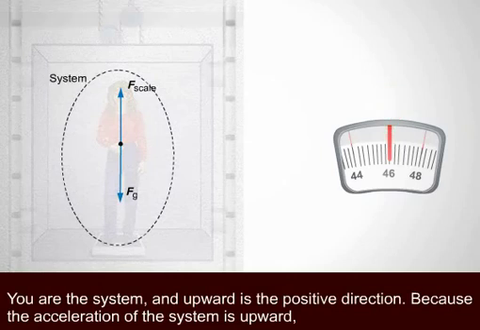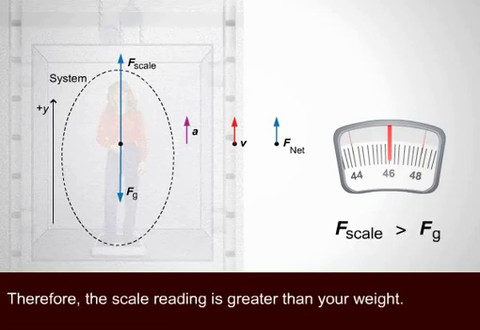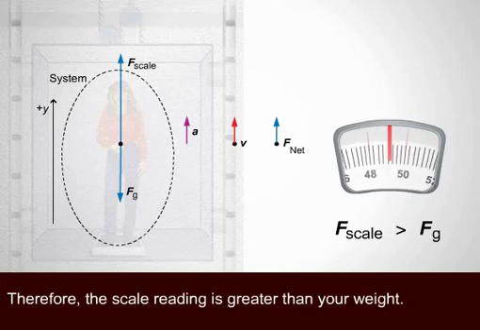You are the system, and upward is the positive direction. Because the acceleration of the system is upward, the upward force of the scale must be greater than the downward force of your weight. Therefore, the scale reading is greater than your weight.